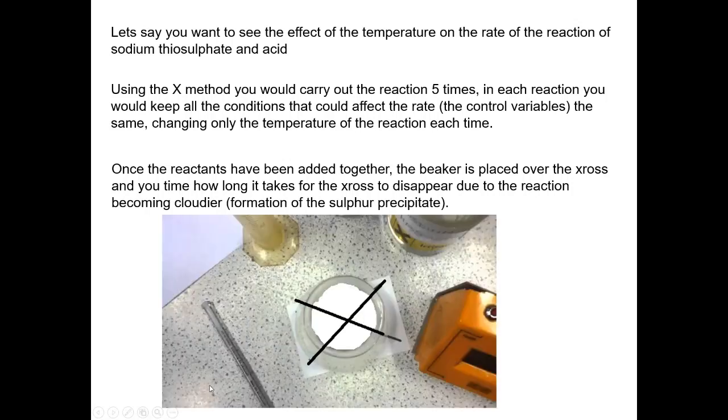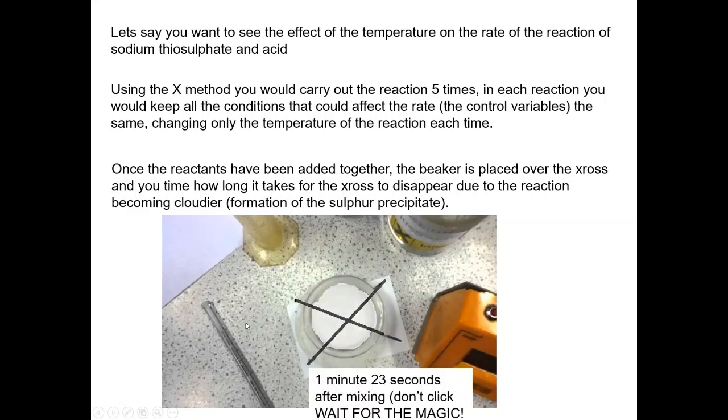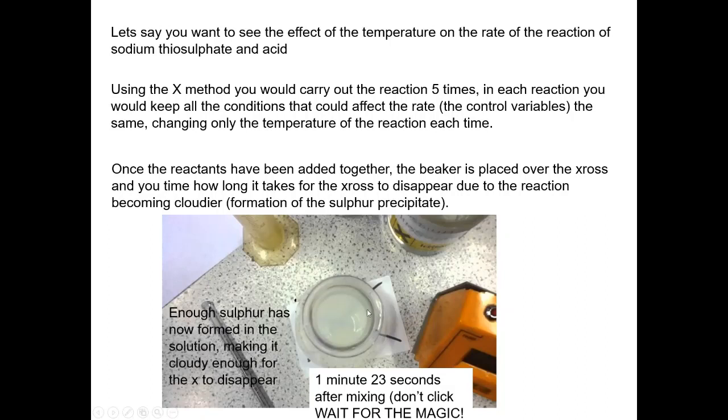Okay, so it's my dodgy animation here now. So there's your reaction mixture. Your solutions are actually colourless at the start. There's no precipitate. Okay, so you can clearly see the cross. There's nothing stopping that. And then you start the top clock, and over time, like magic, there you go, your cross disappears. You stop the clock and record that time. Obviously not in minutes and seconds. You'd have to convert that into seconds. That would be 83 seconds.